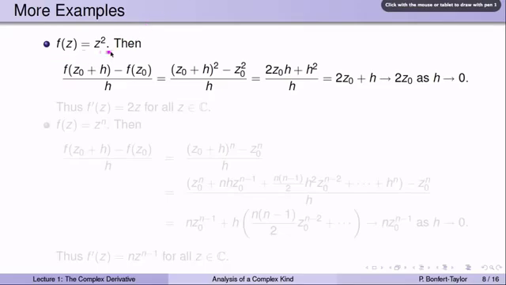Let's next look at the function f of z equals z squared. The difference quotient then becomes f of z0 plus h, and the function f just takes its input, in this case z0 plus h, and squares it. So that becomes (z0 plus h) squared minus f of z0, which is z0 squared, divided by h.